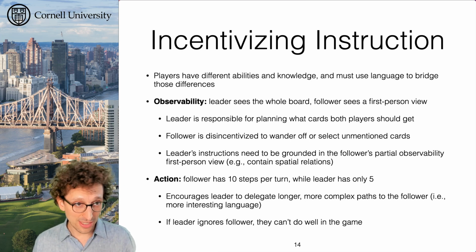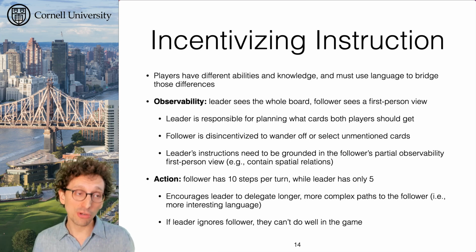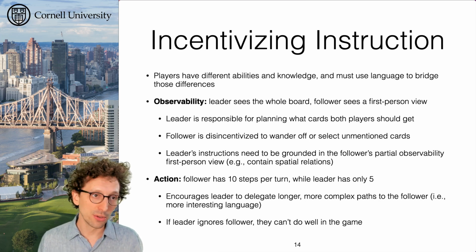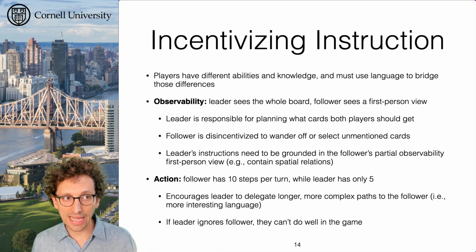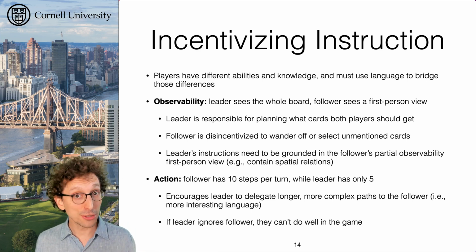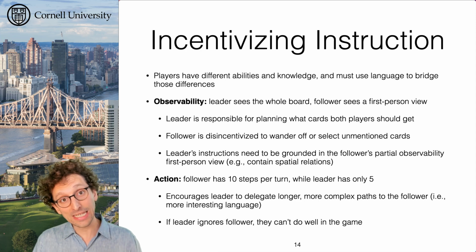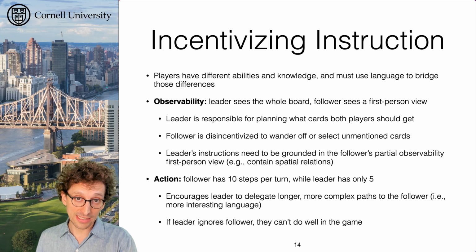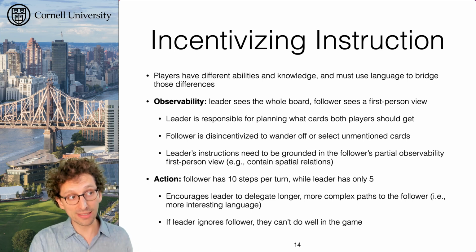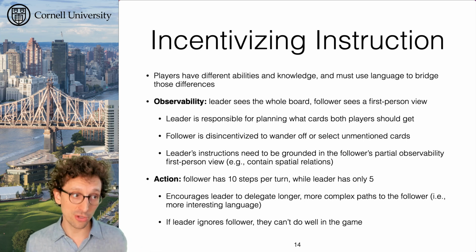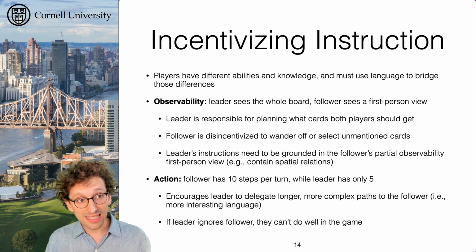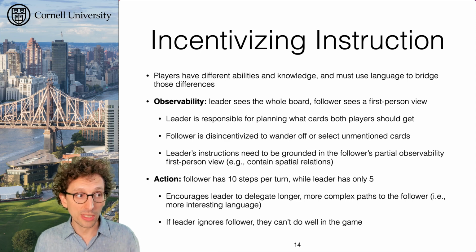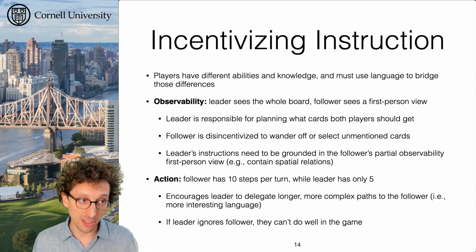The follower, on the other hand, doesn't see the complete board, so they don't have this ability, which disincentivizes them from wandering around and selecting unmentioned cards. They also don't know what the leader is collecting at the same time, and if they collect cards that conflict with what the leader is trying to play, they will basically sabotage each other. This means that the leader instructions must be grounded in the follower's first-person view and partial observability.